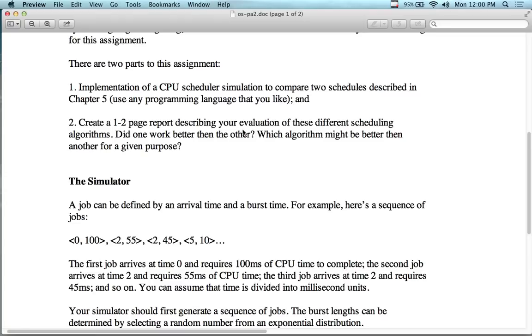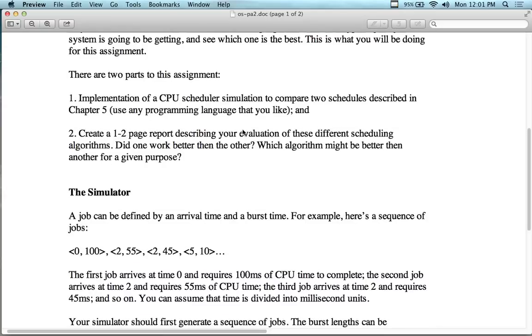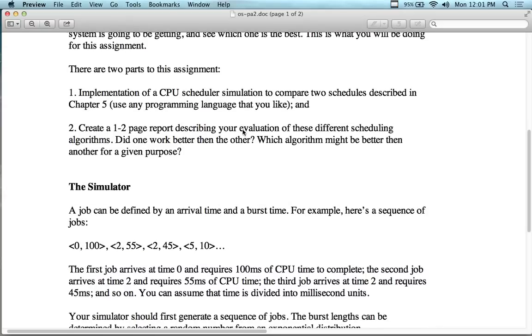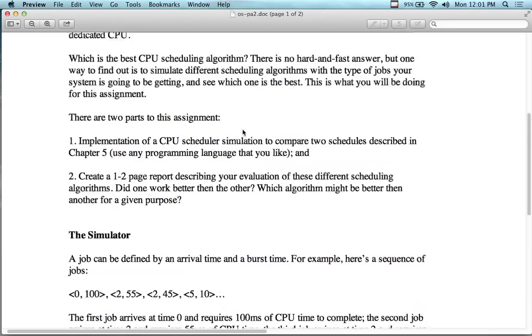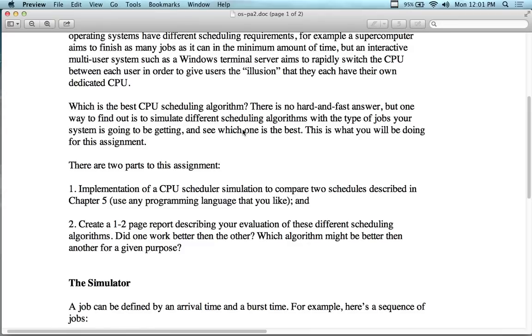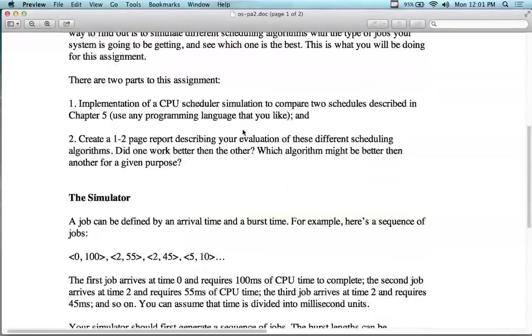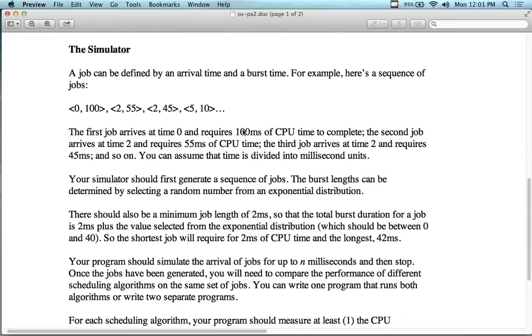And you're going to have this concept of a job running, which could be nothing more than a counter or something. And then you're going to create a 1 to 2 page report that describes your evaluation of these different schedulers. Did one work better than the other? Which algorithm was better than the other for a given purpose? So you don't have to make one that's efficient. You can make one that runs slowly. Don't worry about trying to solve the problem, because it's not solvable. I'm not writing the best CPU scheduler on earth.